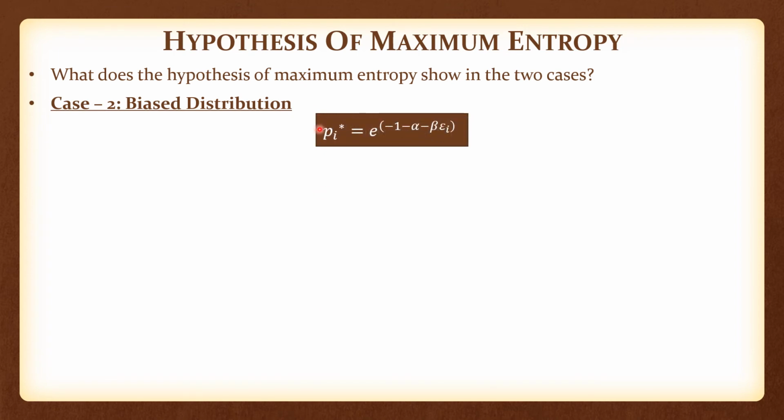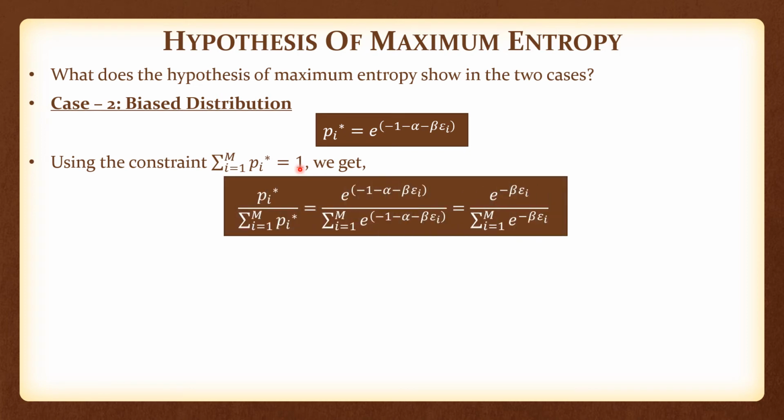So we see that pi star is e power minus 1 minus alpha into beta minus beta into epsilon I. Now to get the values of the Lagrange multiplier, we use one of the constraints, sigma pi is equal to 1, and so simply pi star by the sum of all the pi star. This is simply dividing by 1, and then I just sum over all of these, all right?